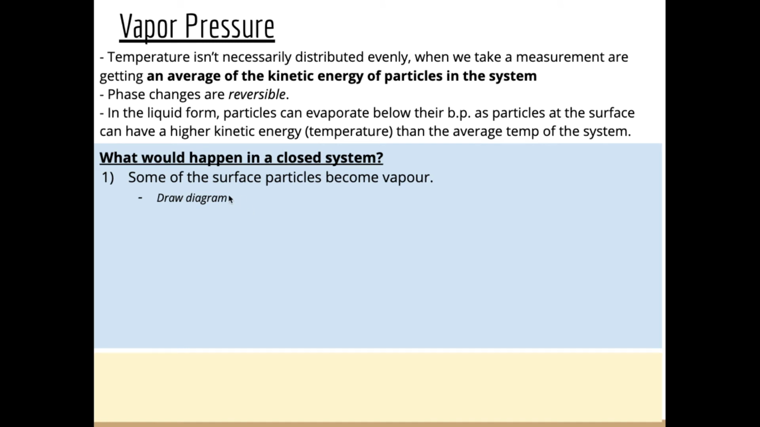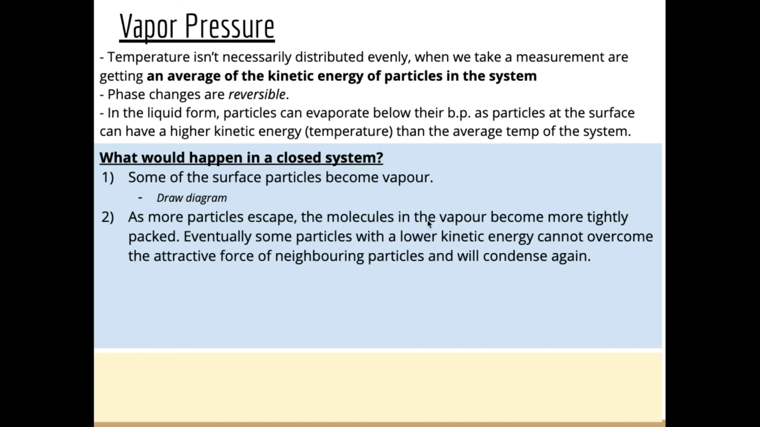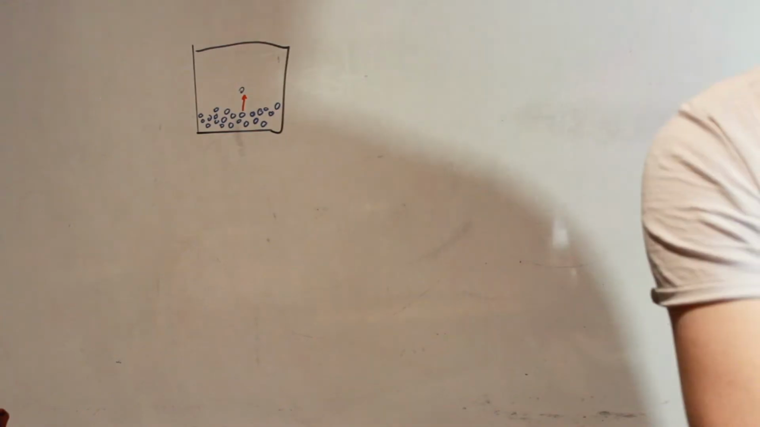Then, what does it say? As more particles escape, the molecules in the vapor become more tightly packed. Eventually, some particles with lower kinetic energy cannot overcome the attractive force of neighboring particles and will condense again. What do I mean by that?